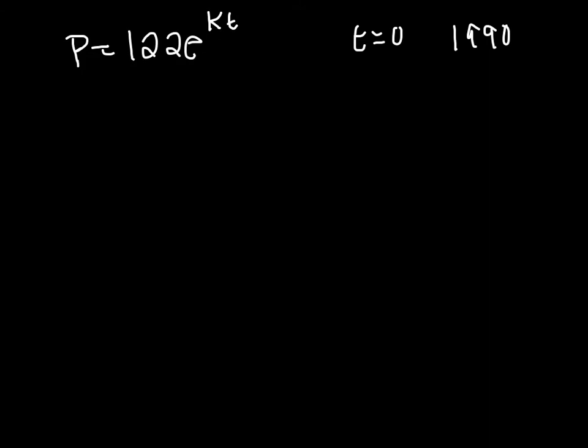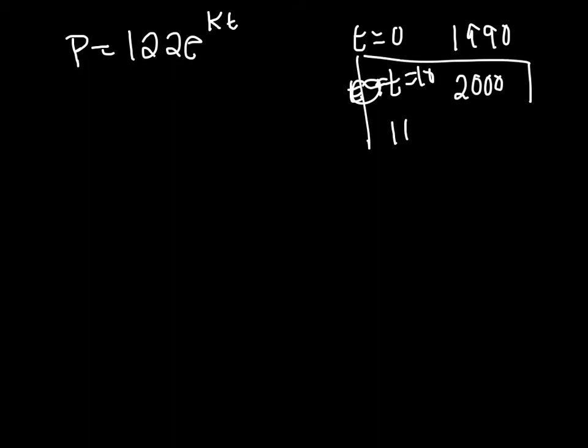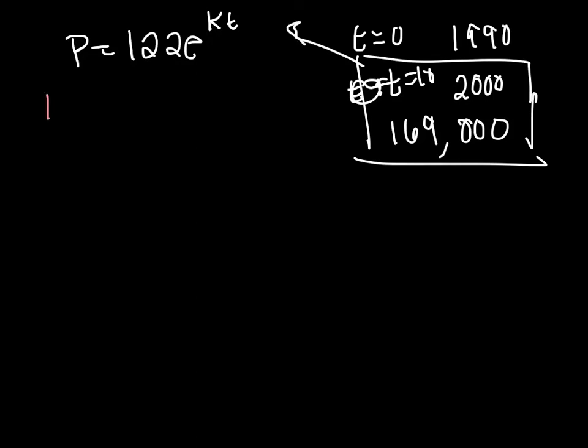So in the year 2000, that's 10 years later, therefore t would equal 10. And in this year 2000, it also said that the population was 169,000. So now I can plug this information in over here. So P is the 169,000 equals 122e. I don't know k, that's what I'm trying to find. I'm trying to find the rate that this happens. And I know that t is 10 years, so I have 10k.